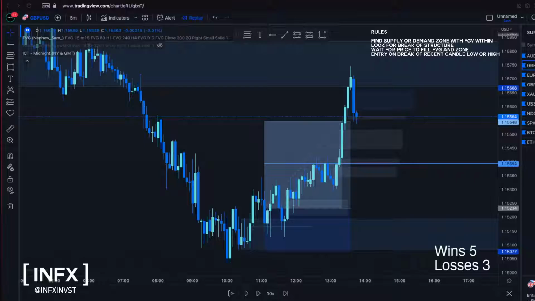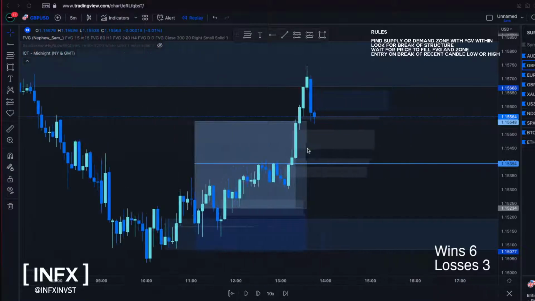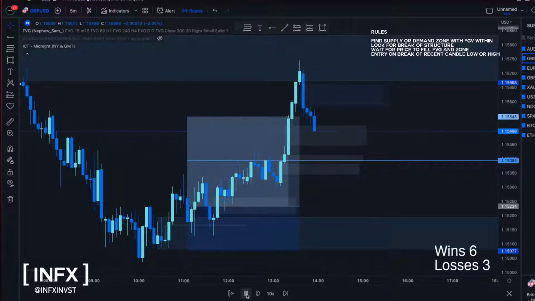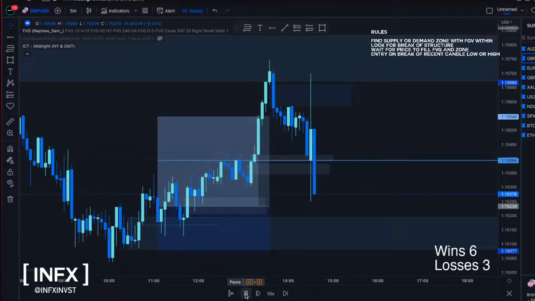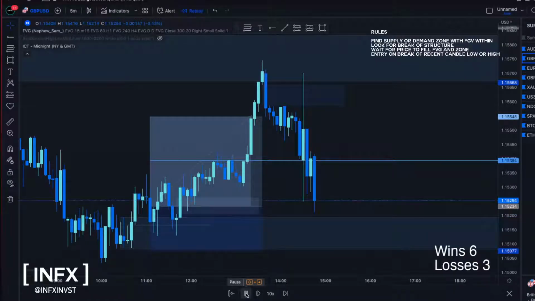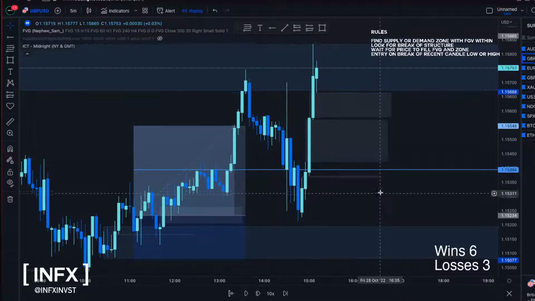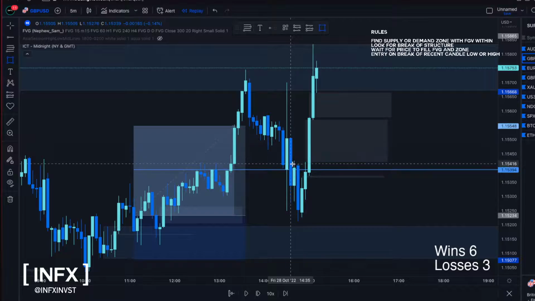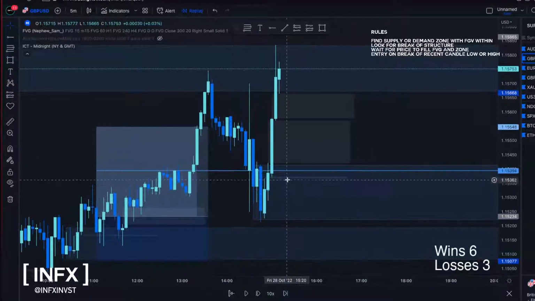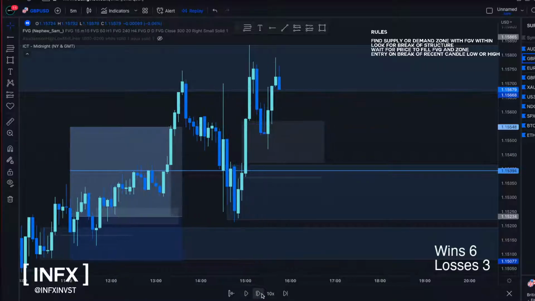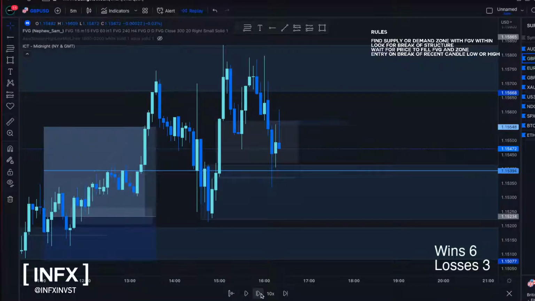So properties, it's 5. 6 wins, 3 losses. Okay, so that's the end of the London session for Friday. Let's see if Friday can bring anything in the New York. Got this beautiful zone down here that has a nice FVG in there to be filled. Are you going to come back in there? We did. Okay, we tapped in there.